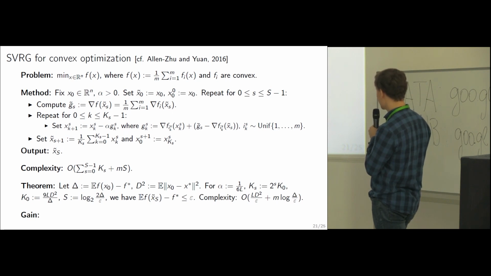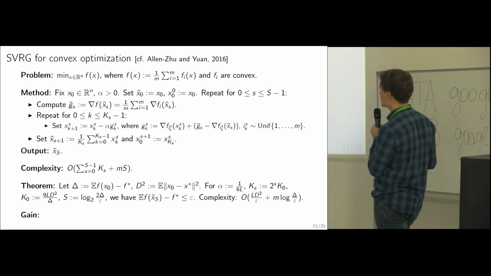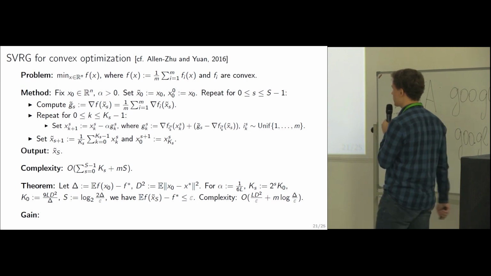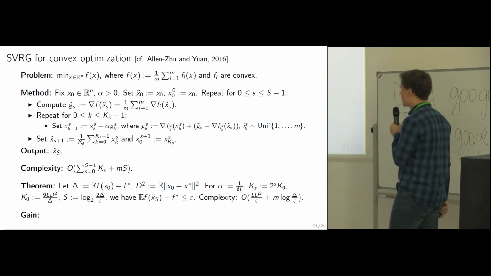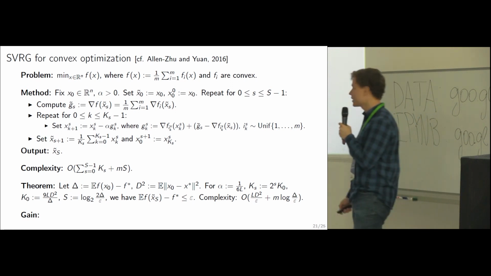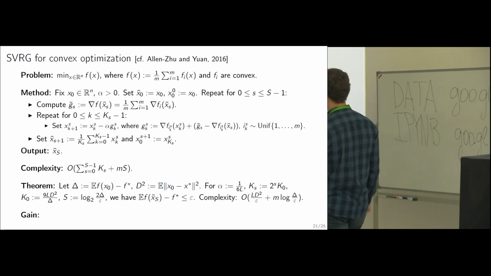This SVRG method uses some step size alpha, and actually the theory tells us that this alpha should be chosen to be something like 1 divided by L, and L is the smoothness constant of our objective function. So if we know this constant, then yes, we can use this value of alpha. However, we do not know it in many cases, and this is a good remark.